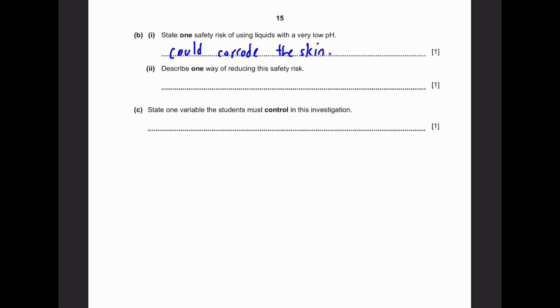Number 2, describe one way of reducing the safety risk. So we could corrode the skin. It's simple. We just need to wear some protective gear to make it not corrode the skin. So a safety precaution could be wear gloves and glasses or goggles and safety coat.